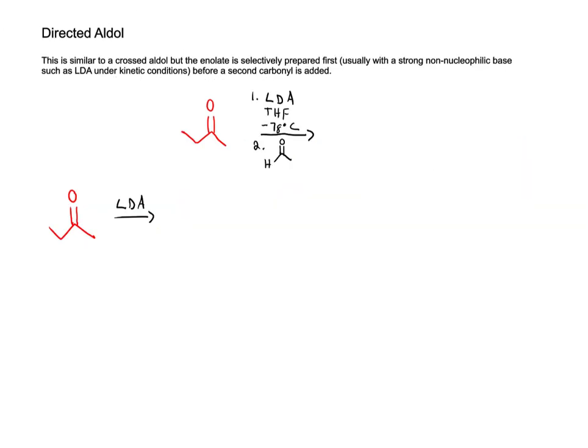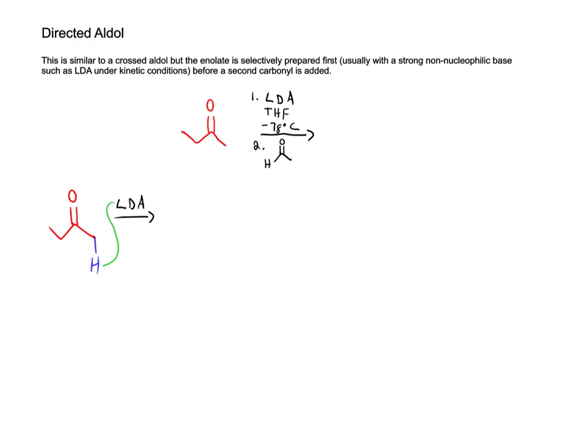A directed aldol is similar to a crossed aldol, but the enolate is selectively prepared first, usually with a strong non-nucleophilic base, such as LDA, under kinetic conditions. And this happens before a second carbonyl is added. So this reaction that I have right here is pretty straightforward. The first thing we're going to do is deprotonate the alpha carbon on this ketone. We're going to use LDA under these kinetic conditions.